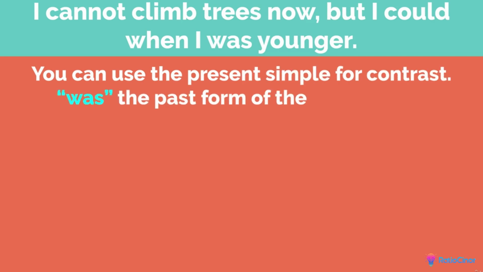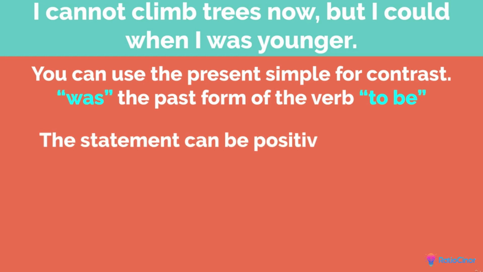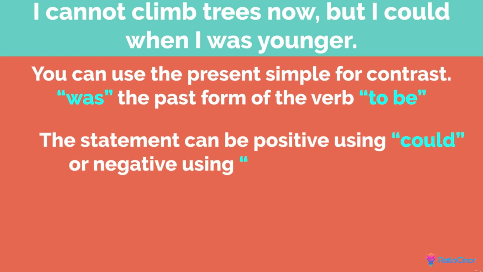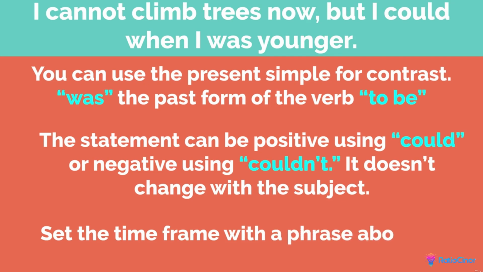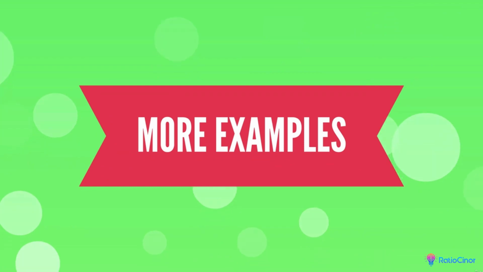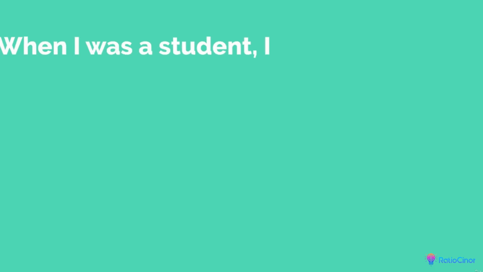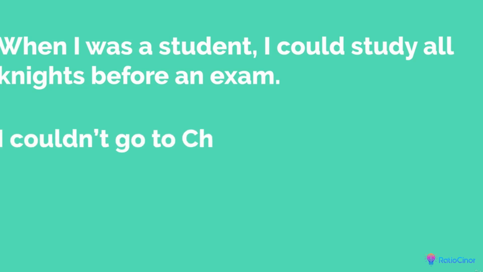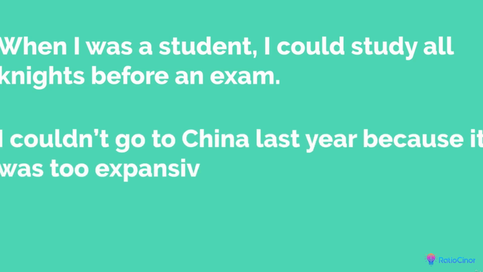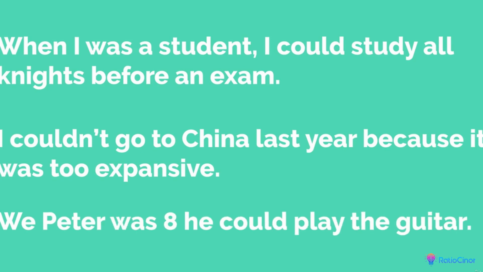Could is the past form of can. The statement can be positive using could or negative using couldn't. It doesn't change with the subject. Set the time frame with a phrase about an age, day, or year. More examples. When I was a student, I could study all night before an exam. I couldn't go to China last year because it was too expensive. When Peter was 8, he could play the guitar.